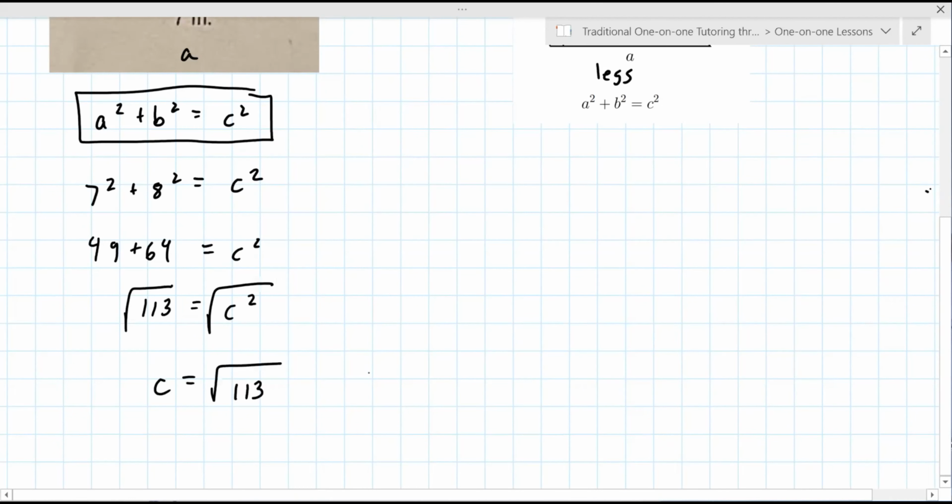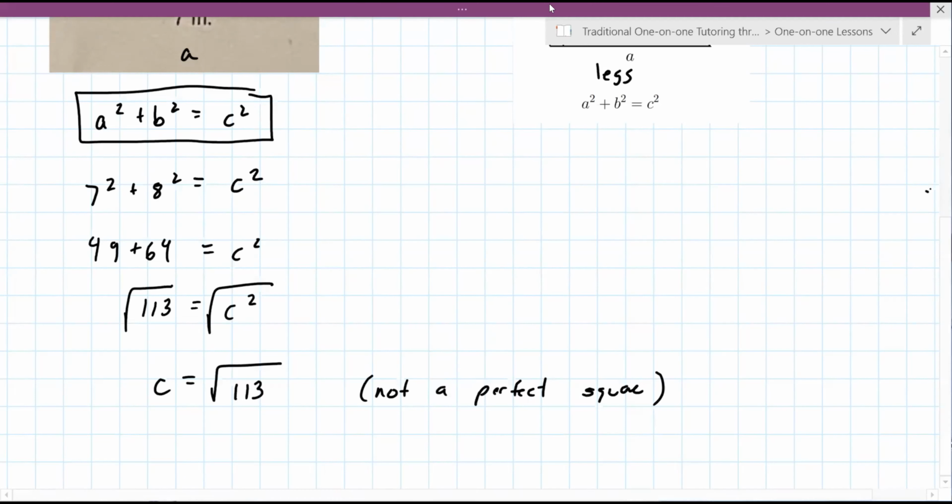Now this is not a perfect square. And that's why the instructions on your paper say to round to the nearest hundredth, because most of the time you don't get nice numbers when you do this.